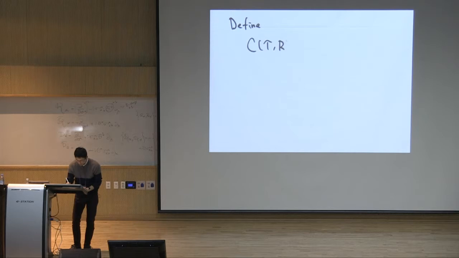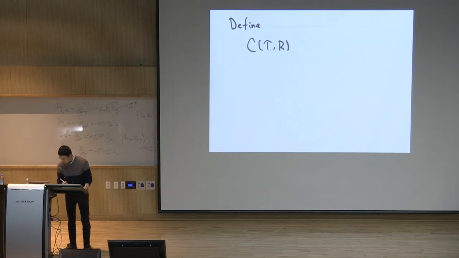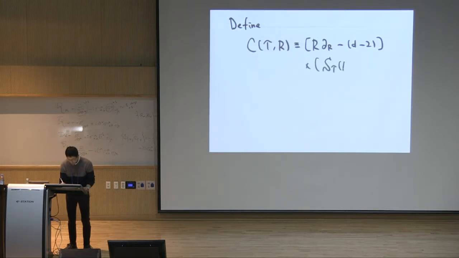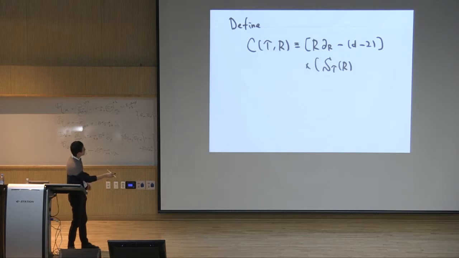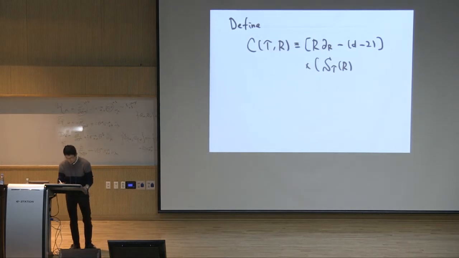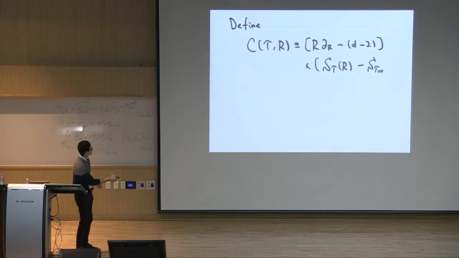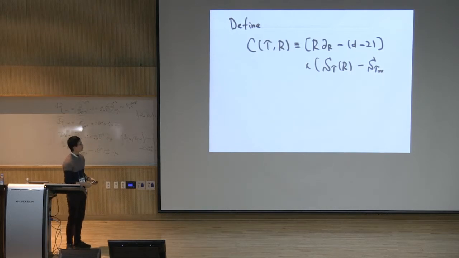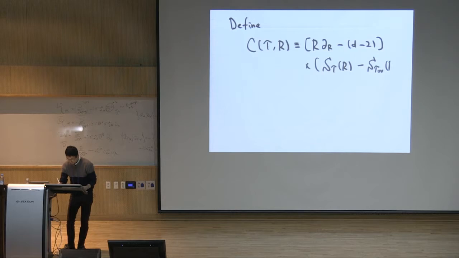a new function, which depends on the size of the spherical region R and theory T. This function is defined in this way. Basically you act with a differential operator of this form on the entanglement entropy of the spherical region. This is well defined for any QFT, not only for CFT. But you subtract the UV theory of this T. There is some UV theory, so you subtract the entropy like this.